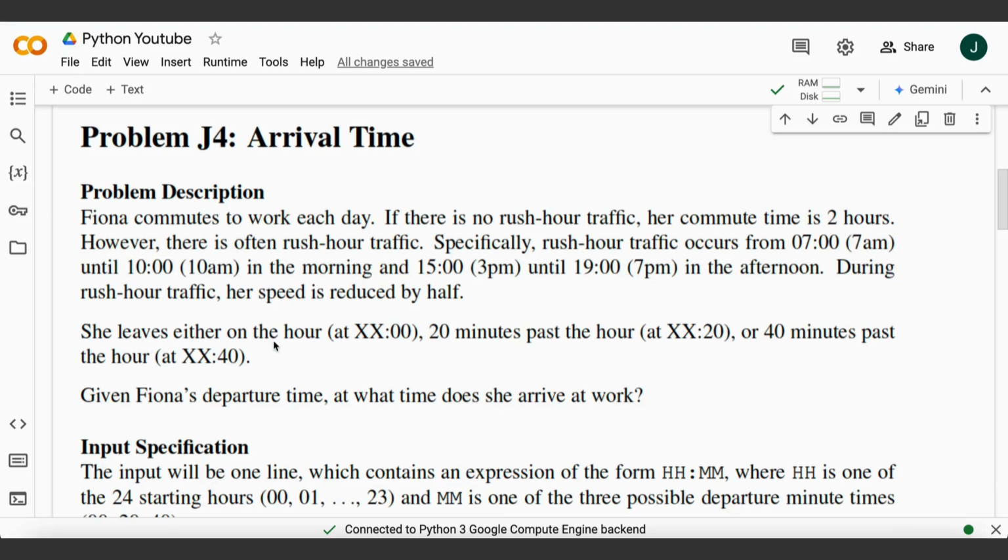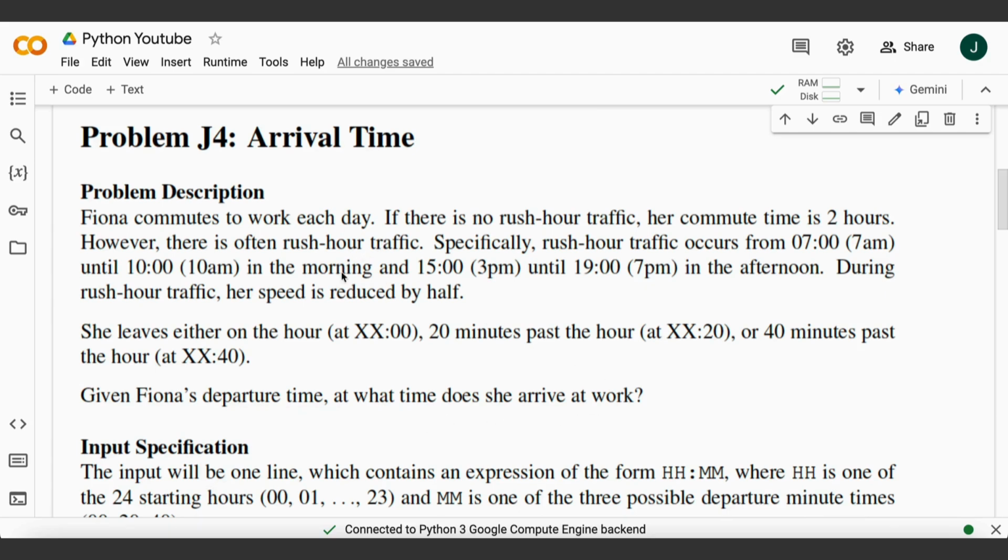So she leaves either on the hour at XX00, or 20 minutes past the hour at XX20, or 40 minutes past the hour at XX40. Okay, so given Fiona's departure time, at what time does she arrive at work?